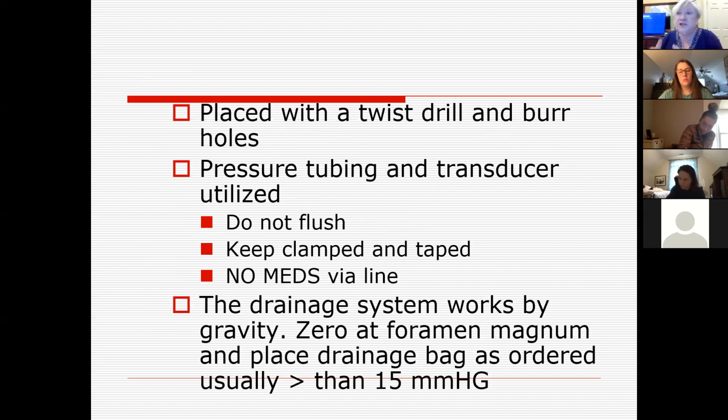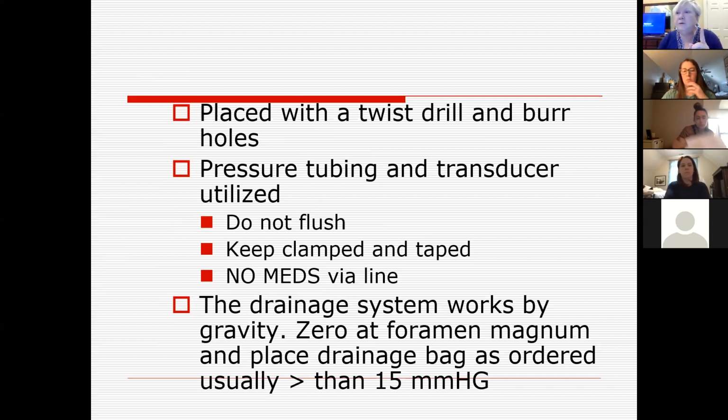Obviously, we don't push anything through that line. You don't give fluids or meds or anything through that line, because what would that do to the box? It would increase pressure within the box. So we don't push anything. We're simply going to either measure or pull stuff out of it. We can drain cerebral spinal fluid, which would make room in the box. So that would be kind of nice. So we don't flush it. We don't put anything in it.